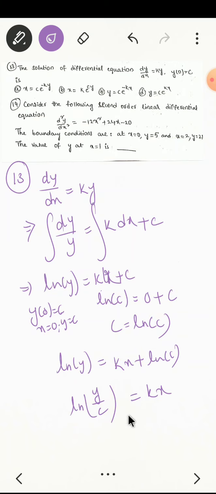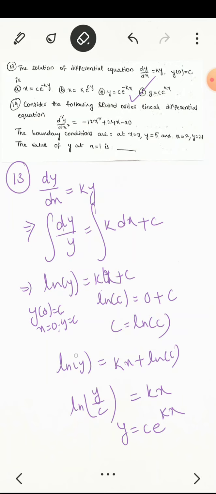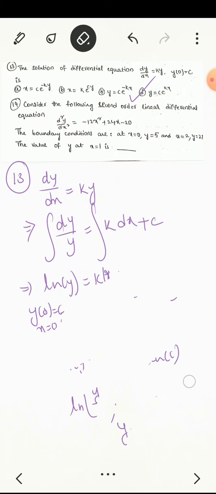I'll send this ln to that side. So y is equal to c into e raised to power kx. Y equal to c into e raised to power kx. Option D is correct. Then what are they saying?